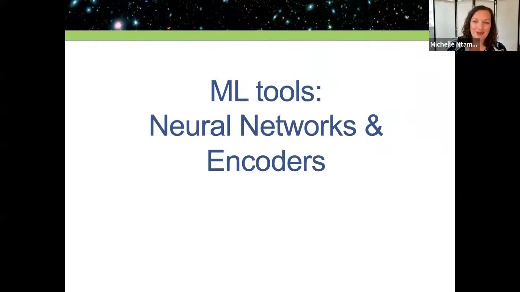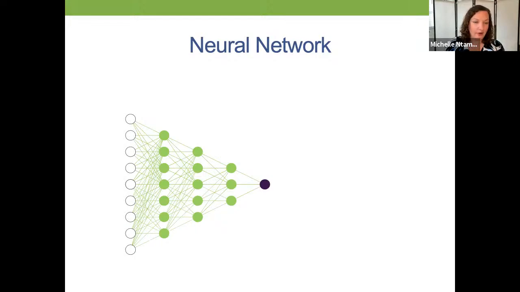Let's talk about the machine learning tools, neural networks and encoders. So we will just build up in complexity over the next couple of slides, starting with a neural network. A neural network is a class of machine learning algorithms that takes some input, I'm showing here in white, processes it through a number of unseen layers, I'm showing here in green, to give some final output, which I'm showing here in the dark purple. So in my case, I've got 9 inputs, I've got 1 output, and I've built this architecture with 3 hidden layers.